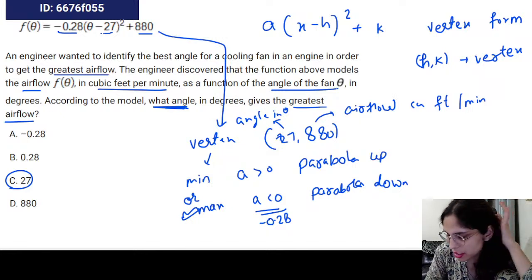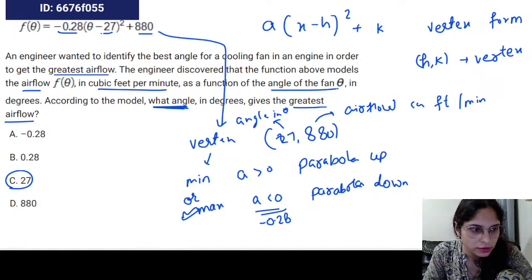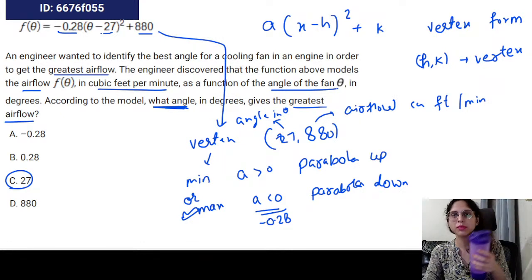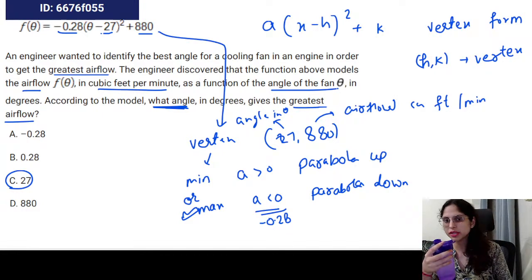So the vertex form always gives you the vertex, the maximum, the minimum. Maximum when the a value is less than 0, minimum when the a value is greater than 0.